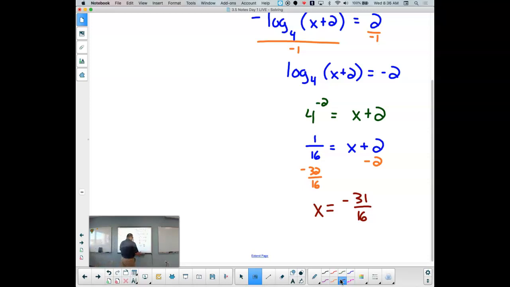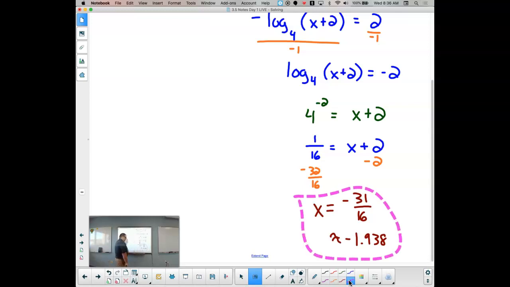If we rounded that one to 3 decimal places, it would be negative 1.938, but I would prefer negative 31/16 there. Okay. Up, sideways, down, seems pretty good.